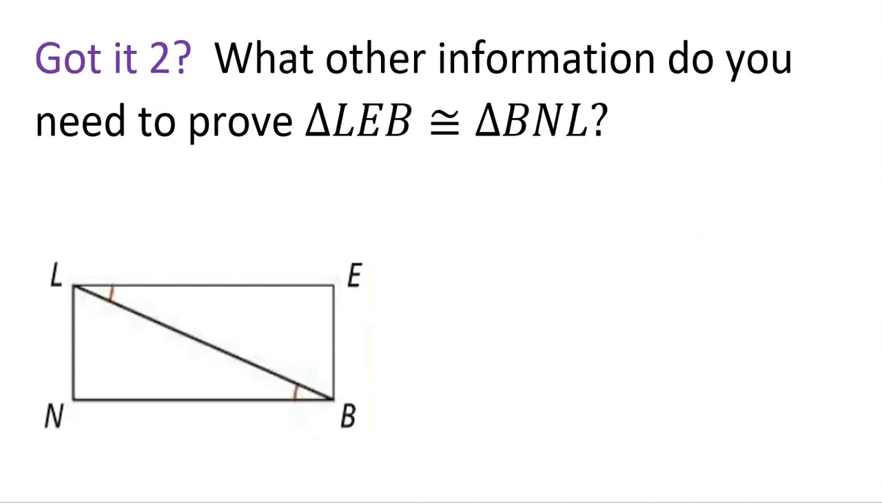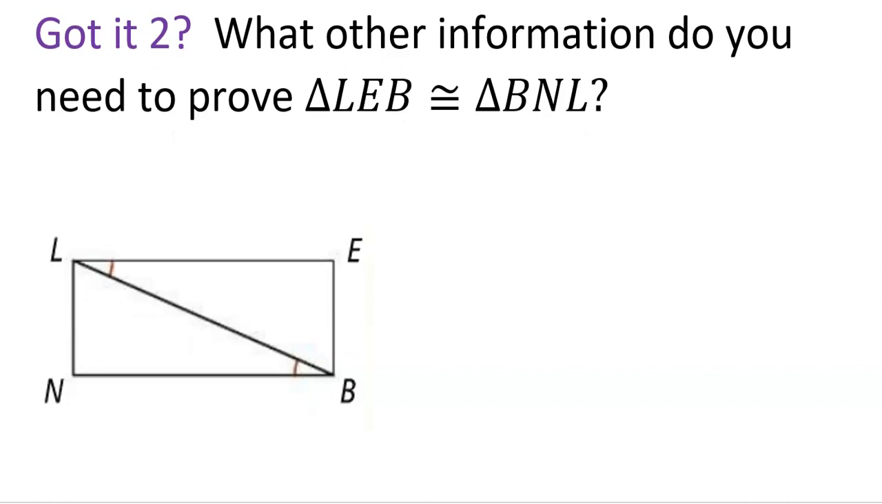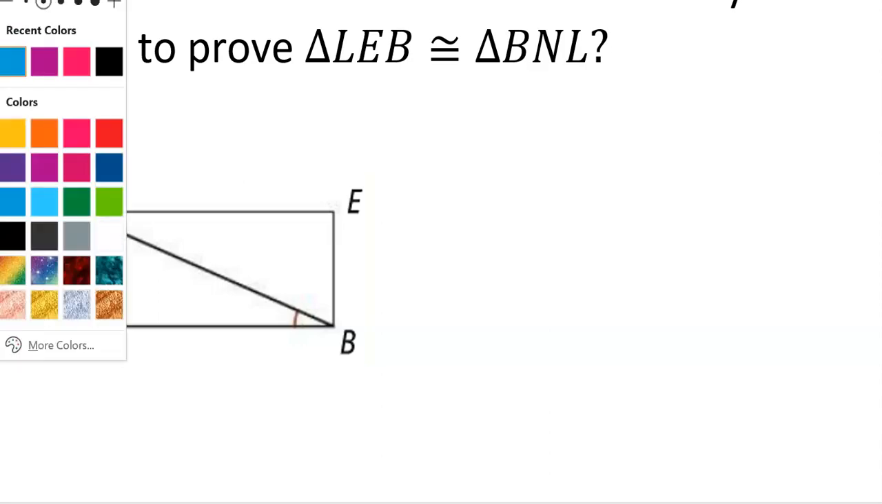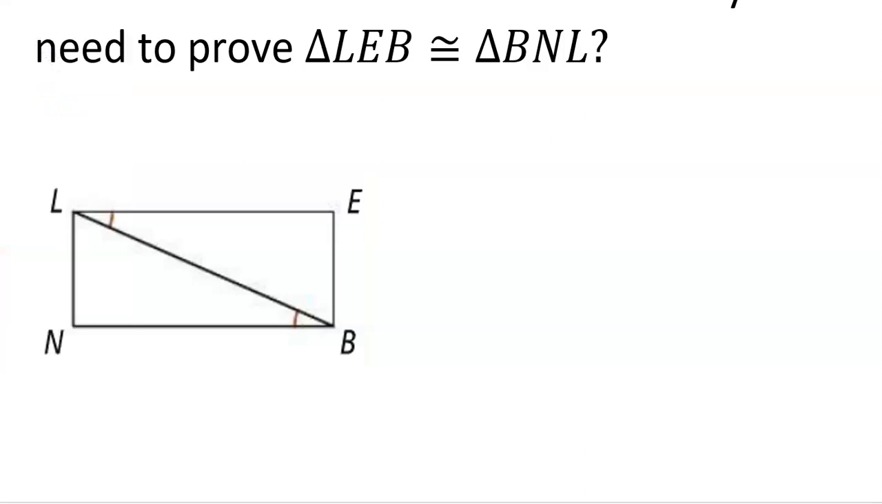Okay, what other information do you need to prove LEB, the one on the top, is congruent to the triangle on the bottom? So what's the reflexive part that I need to write down? The side that either overlaps or is next to something in the other triangle. Reflexive, what do you think? Perfect. Okay, so what edge touches the other triangle, side by side? So LB is congruent to itself.